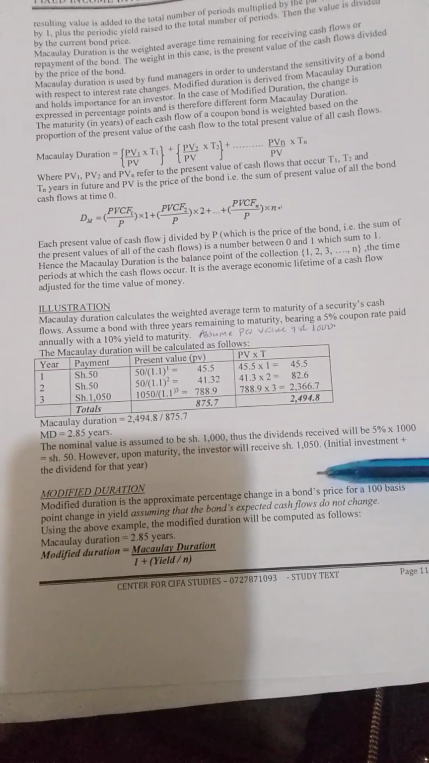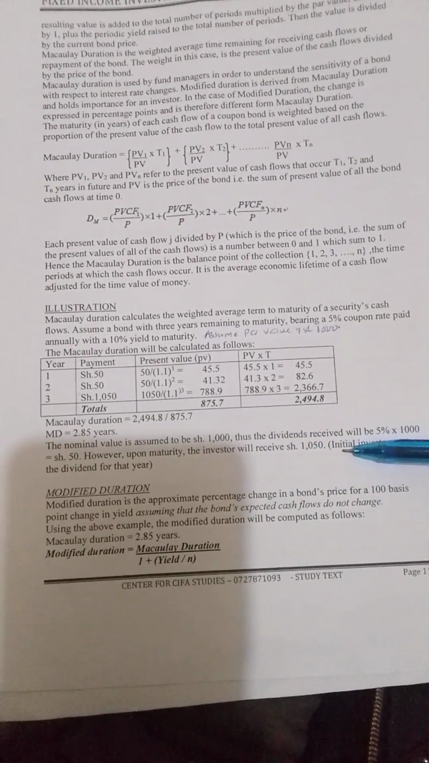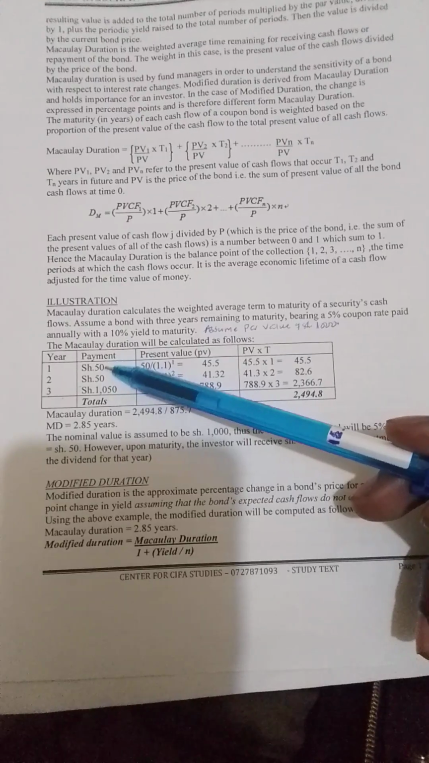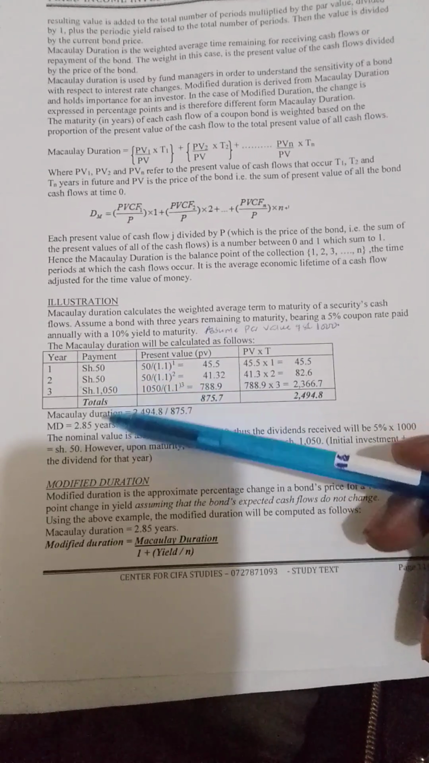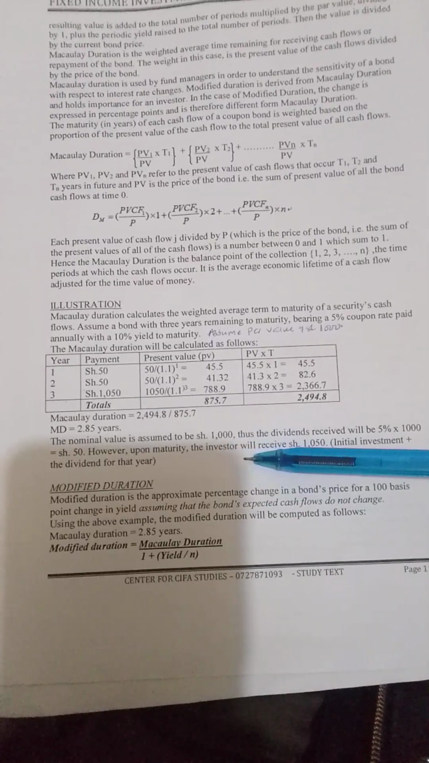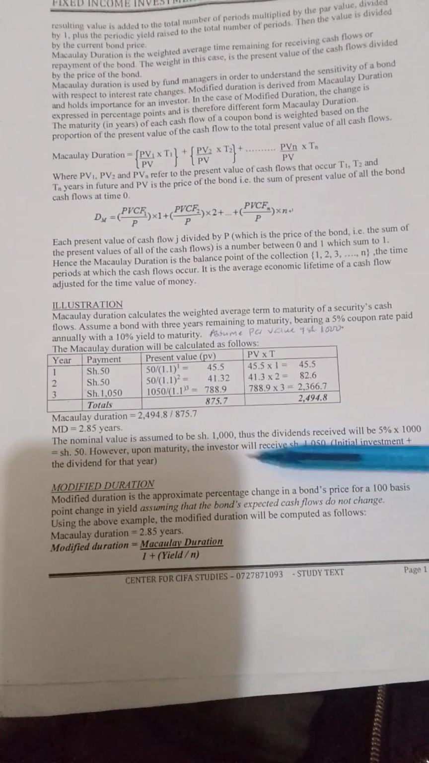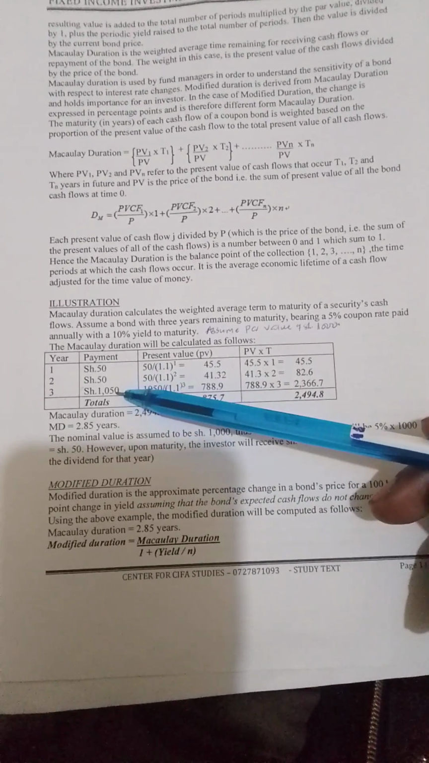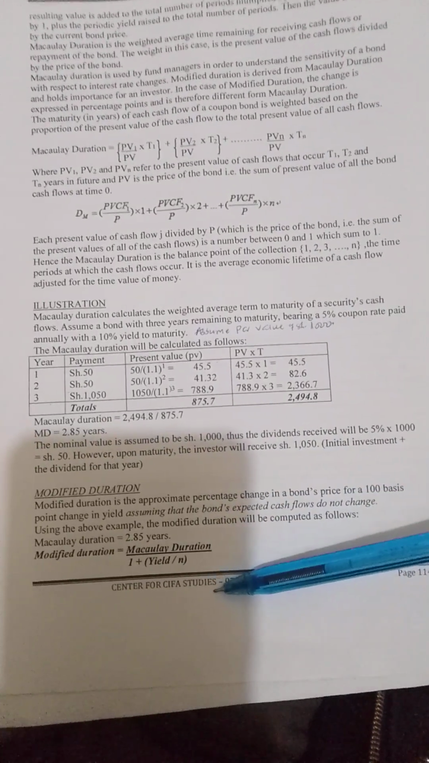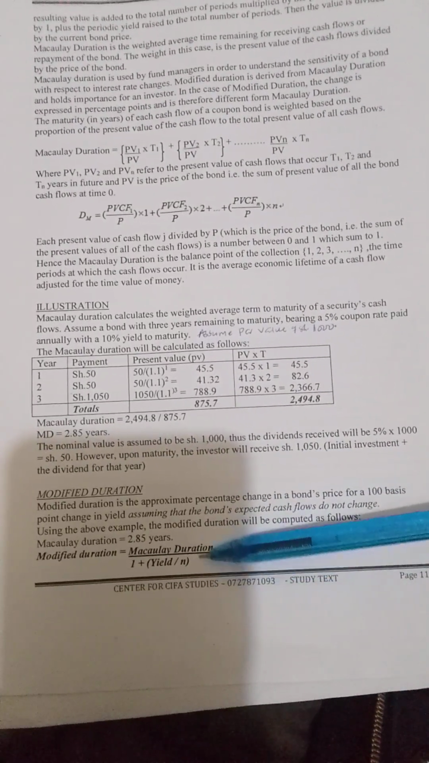Thus, the interest received will be 5% times 1,000, which is shillings 50. That's how we are getting these figures here in the second column. However, upon maturity, the investor will receive shillings 1,050, this figure here in the third year. That is the initial investment plus the payment for that particular year.